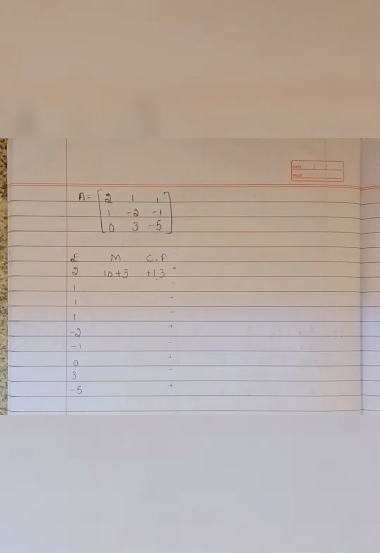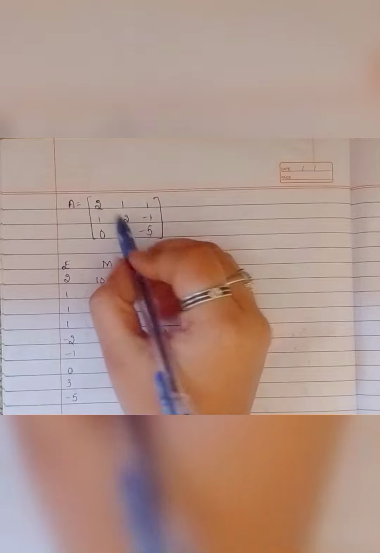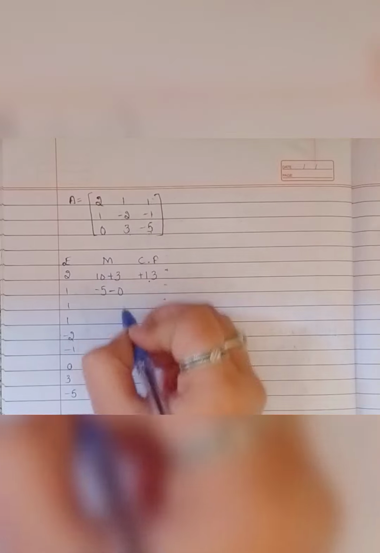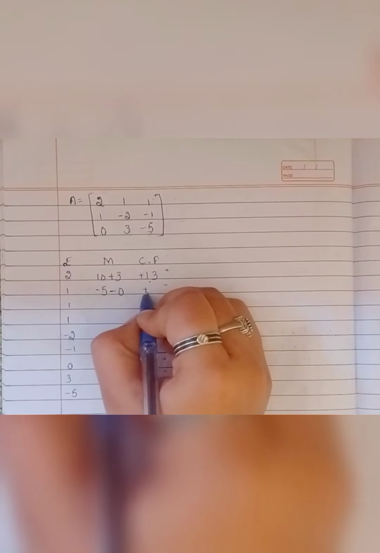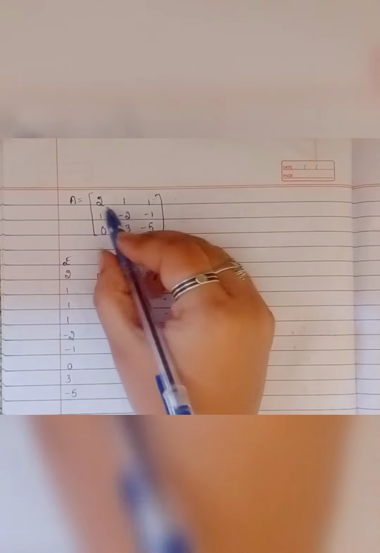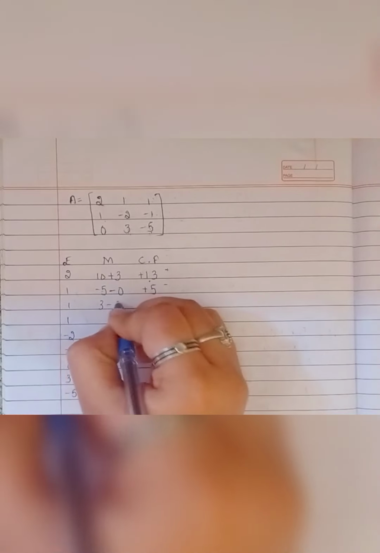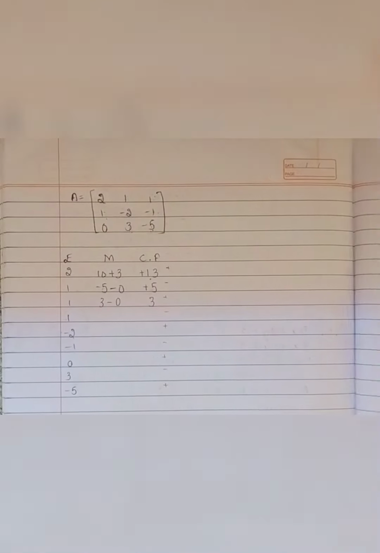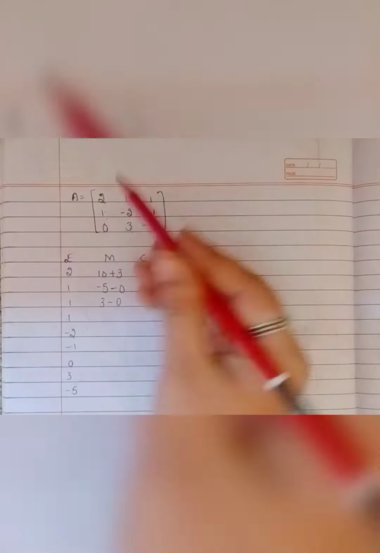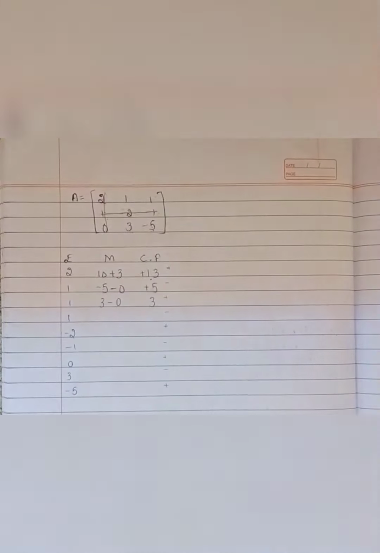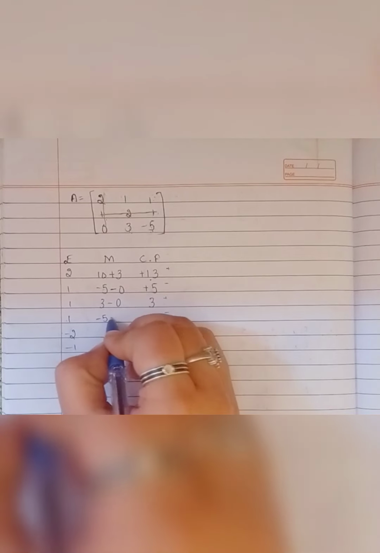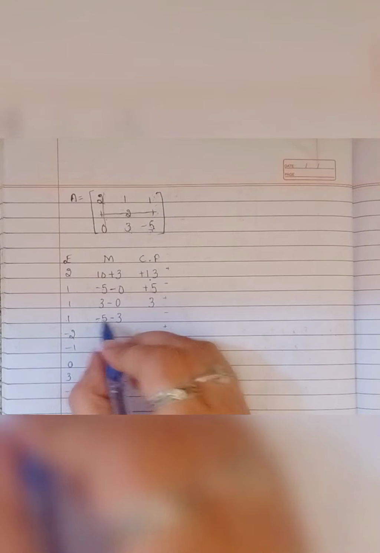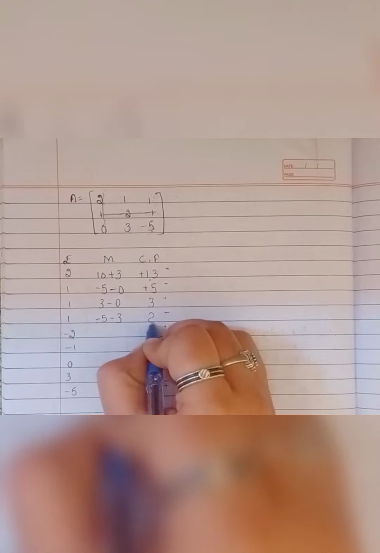Yeah, the first one is 13. For the 1, delete the row and column. Remaining is minus 5 minus of 0, which is minus 5. Minus into minus is plus 5. And for this, delete the row and column. 3 ones are 3 minus 0, which is 3. Okay, and the next one, 1. For this one, we have to delete the row and the column. 5 into 1 is minus 5, minus of 3 into 1 is 3, minus 8. Which is minus 8, minus into minus is plus 8.